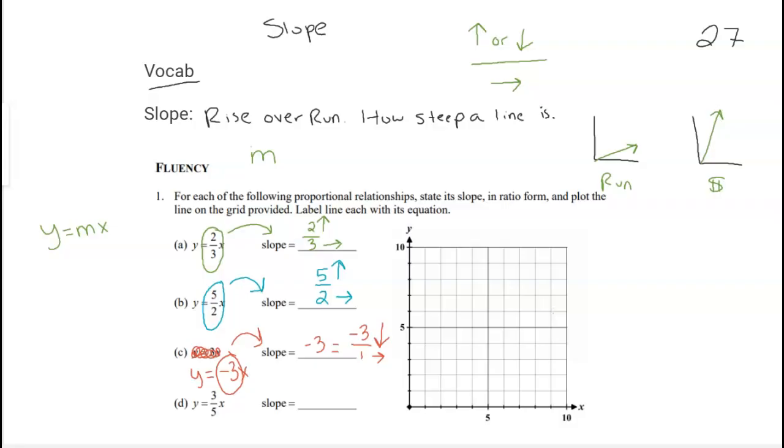And then last but not least, let's say we have 3 over 5. Again, we're going to use this for our slope. We know that we're going to have 3 over 5. Positive number in this case means I'm going up 3, 5 to the right.